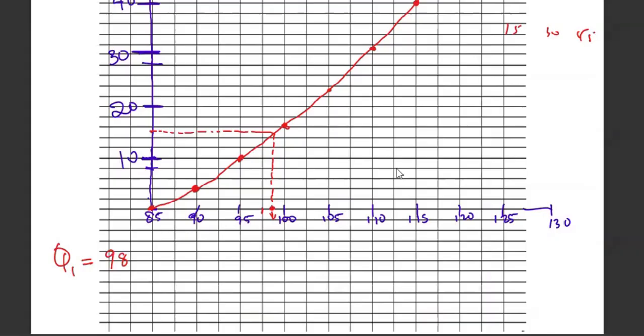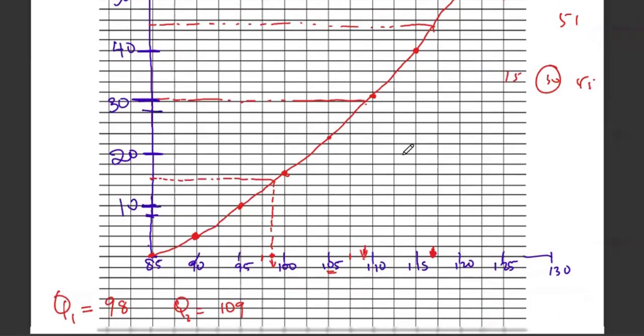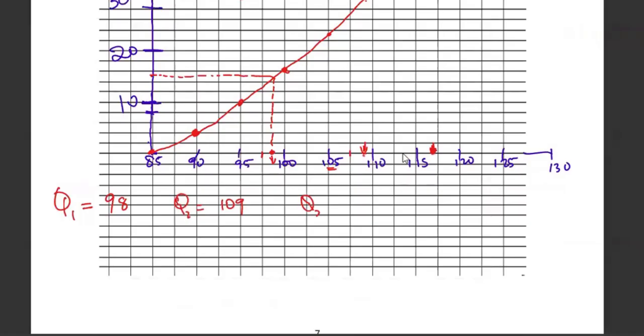Remember, we are approximating. Then at position 30, follow the line of 30 up until it meets the graph, and then drop it down. Okay, this is 105. This should be 107, and we can take it to be 109. Okay, it's an approximation. And then we said 45, do the same thing. 42, 44, 45 is somewhere here, up until it meets the graph somewhere there. And then you drop it down. It should be slightly after 115, so you could give it as a 117. Q3 is 117. Okay, so we're done with those quartiles.